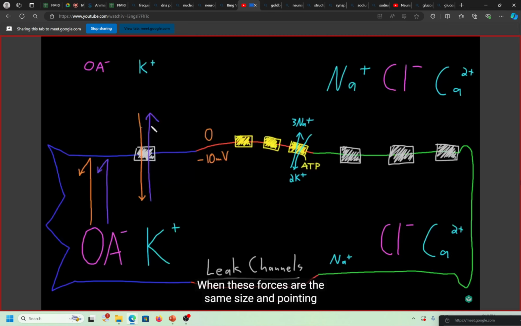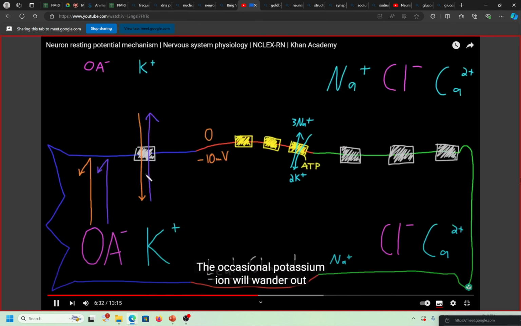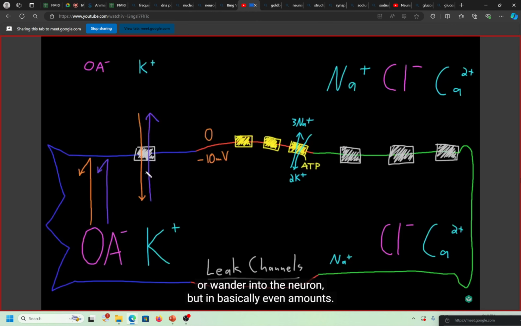When these forces are the same size and pointing in opposite directions, there is no net movement of potassium ions into or out of the neuron. The occasional potassium ion will wander out or wander into the neuron, but in basically even amounts. For potassium, at typical neuron ion concentrations, this might occur around -70 millivolts, which is more than enough of a membrane potential for the neuron to function. The membrane potential, where an ion has balanced electrical and diffusion forces so that there's no net movement of that ion across the membrane anymore, is called the equilibrium potential. It's also called the reversal potential.